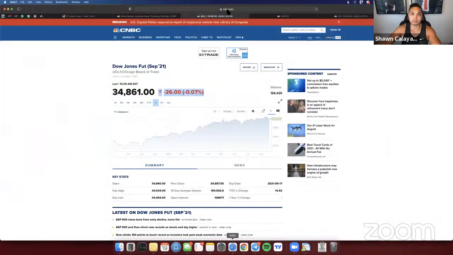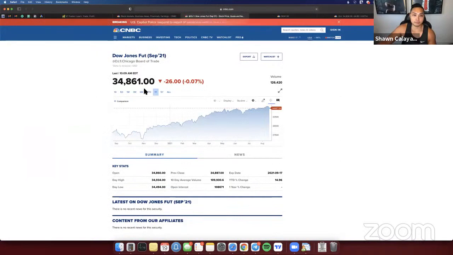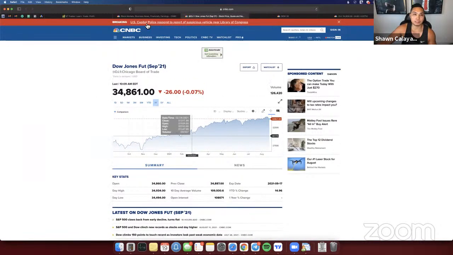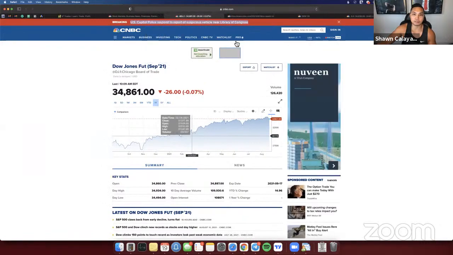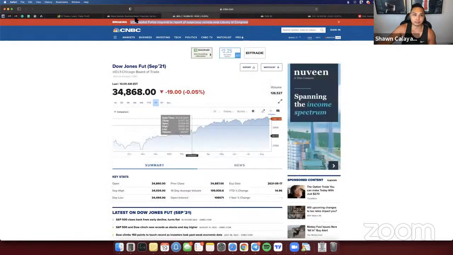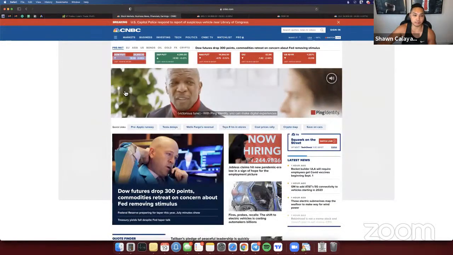As you can see, price is starting to shift, right? Let me refresh this. It's still up 23. I mean, it's down 23 points. The U.S. Capitol Police respond to a report of a suspicious vehicle near the Library of Congress. All right, I don't think that's going to affect the market very much. Let me see if there's any other news here that could be affecting it.